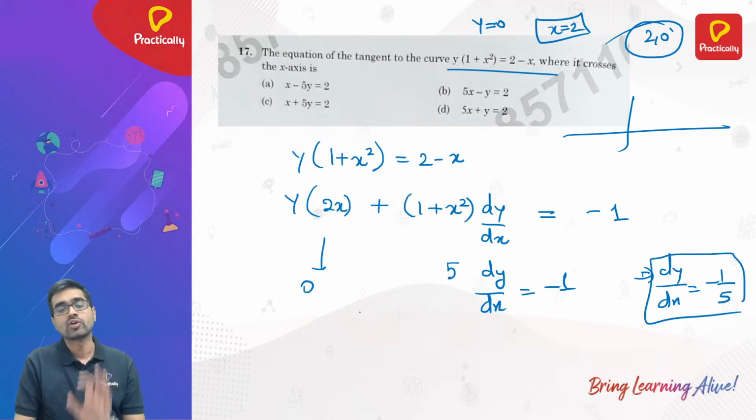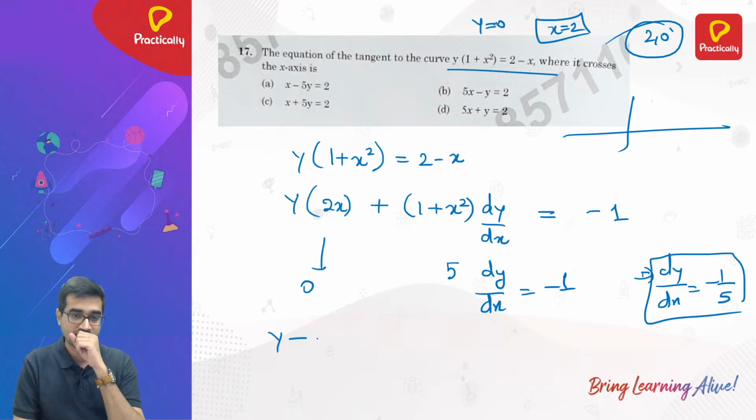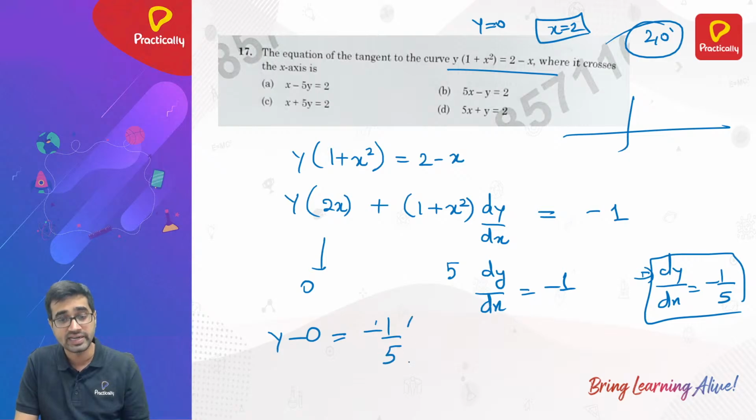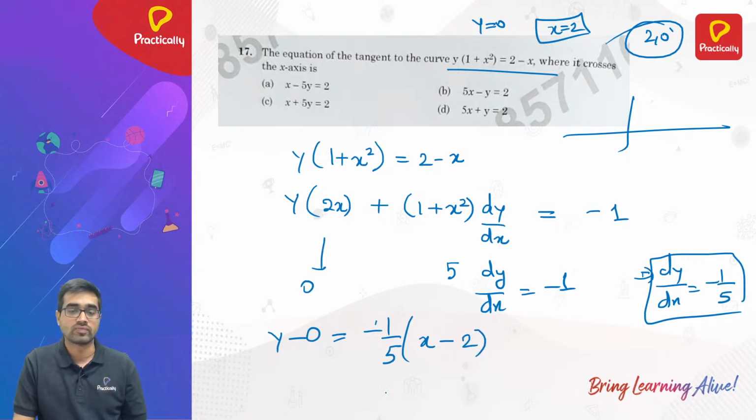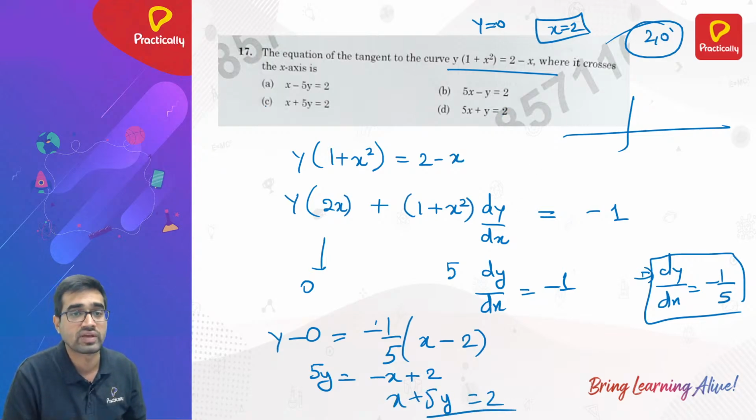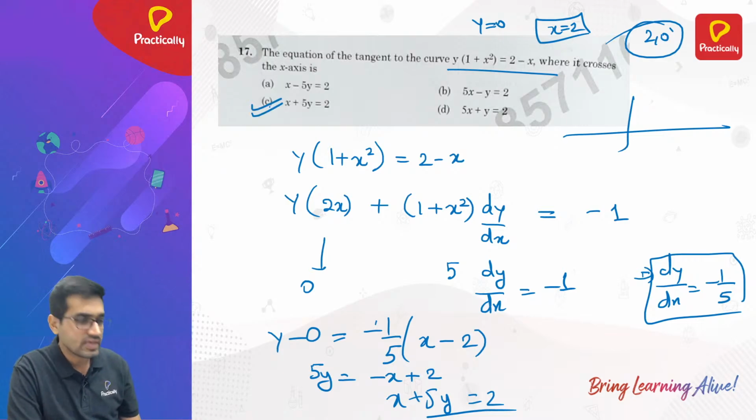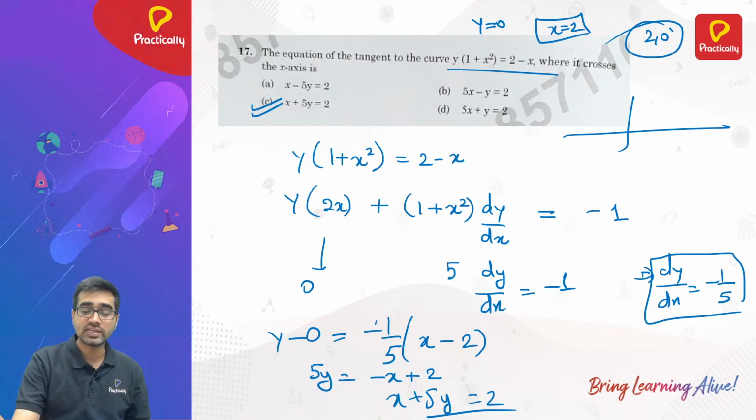I can simply use this equation, y minus y1 is equal to m, the slope of the tangent at the point of contact, times x minus x1, which is 2. So 5 I send here. So 5y becomes minus x plus 2. So x plus 5y equals 2 is the correct answer. Simple. This is how you can easily solve a problem. This was easy.